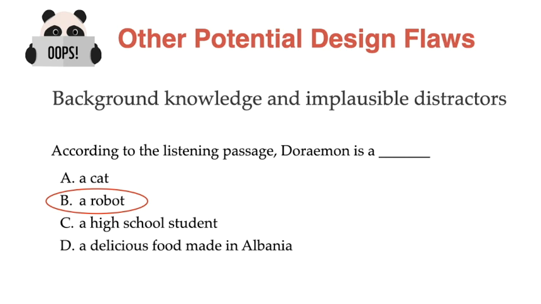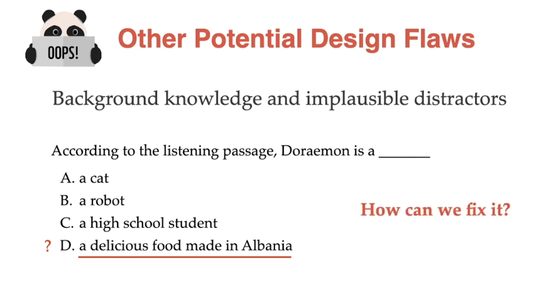The other problem is using implausible or nonsensical distractors. In this example, option D stands out because it is not an animate object like the other 3 options, and unless Albania is mentioned in the passage, it is unlikely to attract any test takers. How can we identify and fix problems like this? The solution is quite easy.